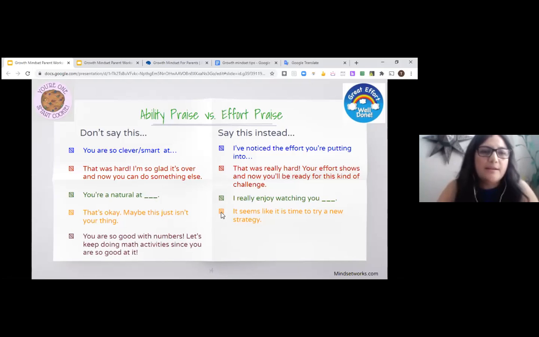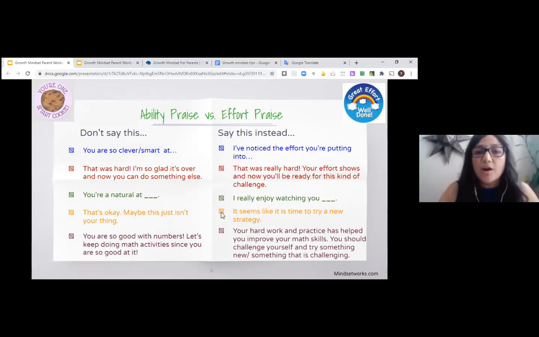And the last example here of ability praise and effort praise is that you might say, you're so good with numbers. Let's keep doing math activities since you're good at it. And naturally, as a parent, we might want to encourage that our child is doing something that they're good at, so they can continue to do things that they're good at. But when that happens, we're not encouraging things that are difficult for them. And so when they are faced with things that are challenging, they might fear taking that risk of trying new things. So we might want to say, your hard work and your practice has helped you improve your math skills. You should challenge yourself and try something new or something that is challenging.